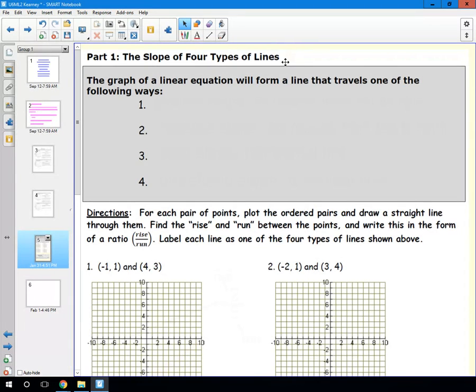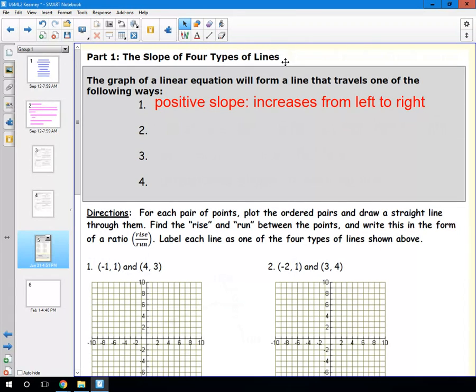So today I'm going to try something a little different. Instead of me writing on the board, I'm going to just tap on the board and some words are going to appear. Whatever you see appear on the board, write down on your paper. The graph of linear equations will form a line that travels one of the following ways. One way is a positive slope. If a line has a positive slope, that means it increases from left to right. So if you're reading the graph from left to right, that line is increasing.